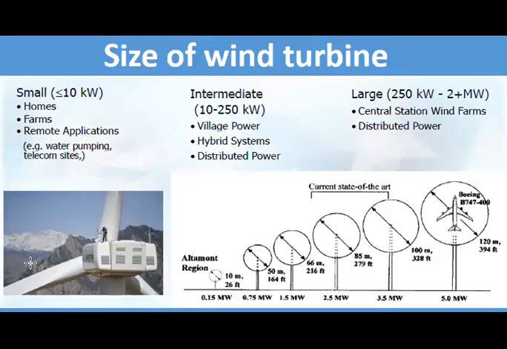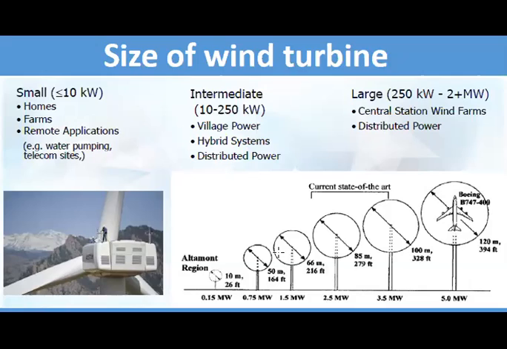The wind turbines are said to be intermediate if they can deliver 10 to 250 kilowatts. These can be used for village power generation, hybrid systems, and distributed power systems. And finally, the last one, large wind turbines. When the turbine is delivering 250 kilowatts to 2 plus megawatts, those are named large wind turbines. These are called central station wind farms. These are used at central station wind farms, and also as distributed power wind farms.